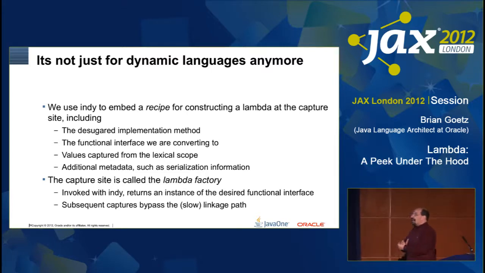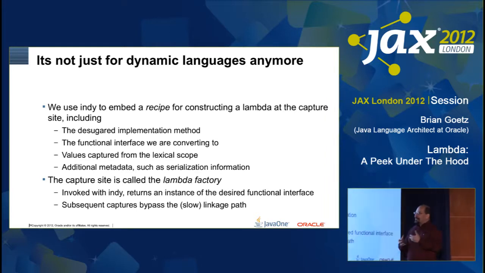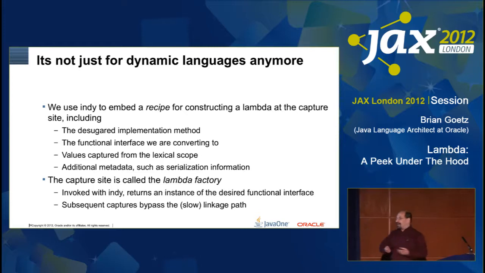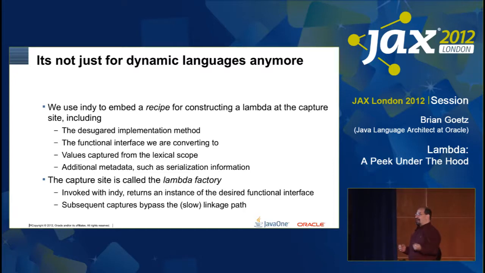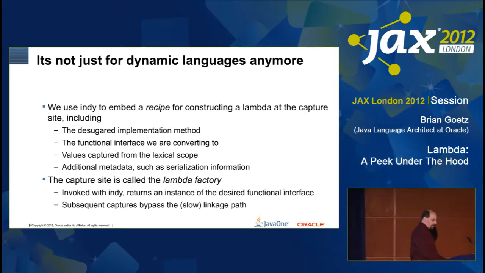All right, so a little bit of terminology here. When we want to create a lambda, we emit some bytecode to capture a lambda. We're going to call that call site the Lambda factory, and that's an invoke dynamic call site, which is when you invoke this invoke dynamic, it gives you back the lambda you're looking for. The first time we execute that Lambda factory, it goes and does a bunch of work, links the call site, and then returns us an instance of the functional interface we want, predicate, runnable, whatever, and then subsequent invocations are going to bypass the linkage path and just go through the faster code path.